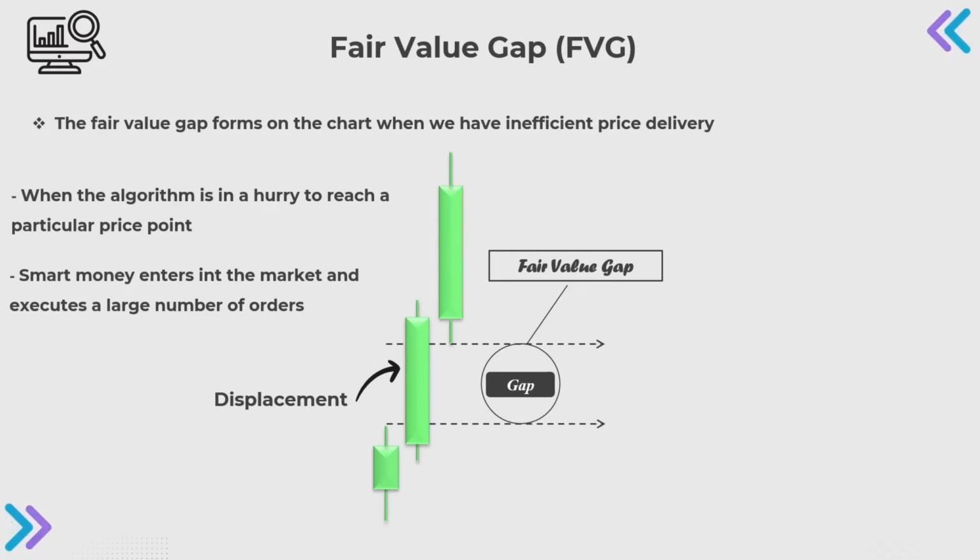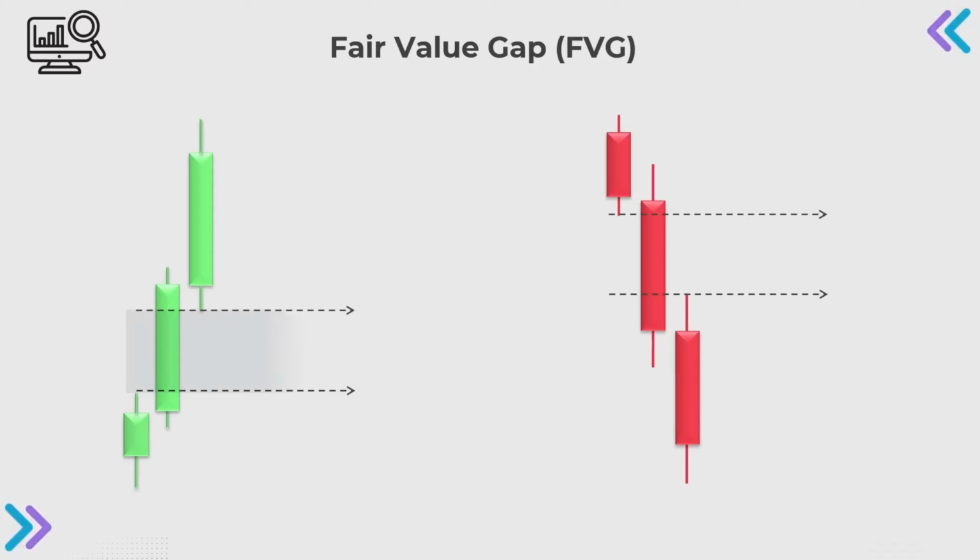This creates what we call the fair value gap zone, which essentially fills the space between the wicks and is drawn on the body of the middle candle. When the algorithm is in a hurry to reach a particular price point, smart money enters the market. It executes a large number of orders in a very short period, which causes an imbalance between buying and selling orders. This results in displacements in price action in the form of the fair value gap.